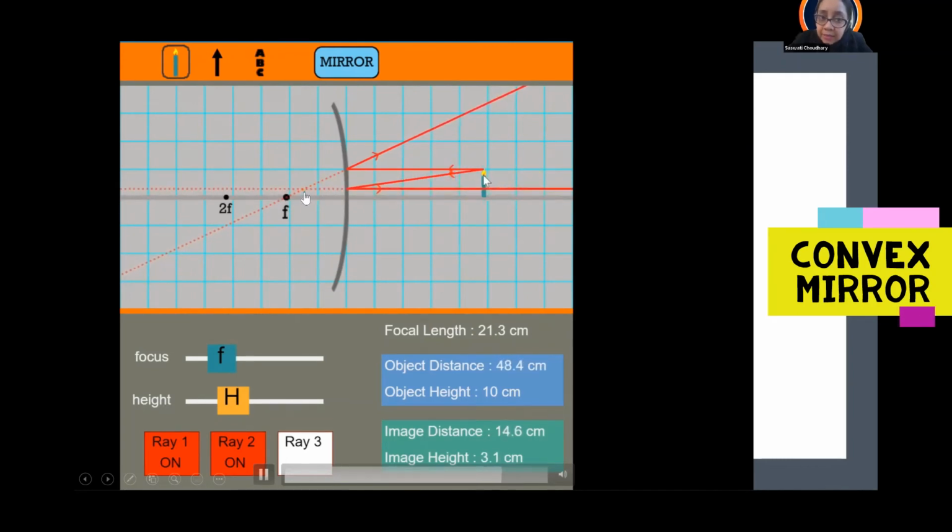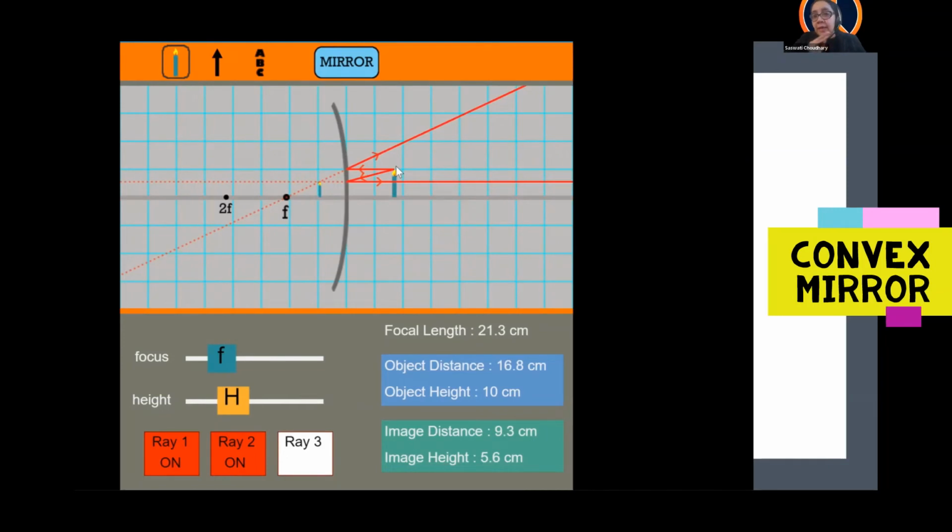Image, you can see it is diminished, it is erect, and it is virtual. It is formed behind the mirror. So this is the front part of the mirror now. So you have to understand that whatever the position, even f, 2f, beyond 2f, wherever I keep my object for a convex mirror, the image is formed between f and the pole. And the nature of the image is erect, virtual, and diminished.